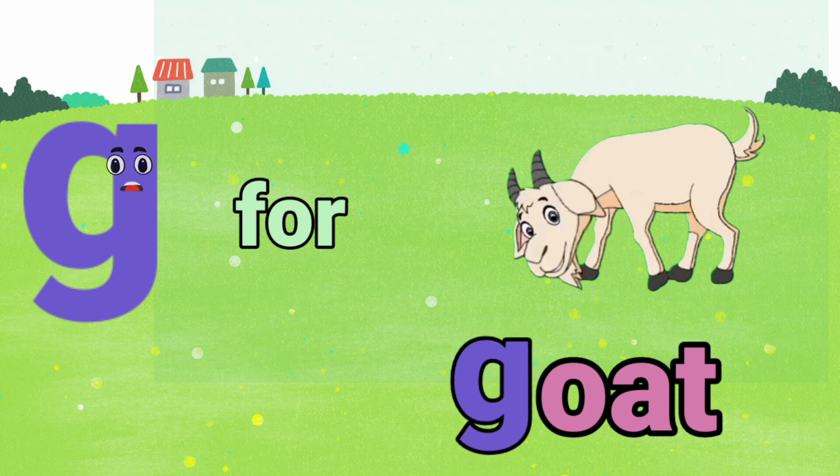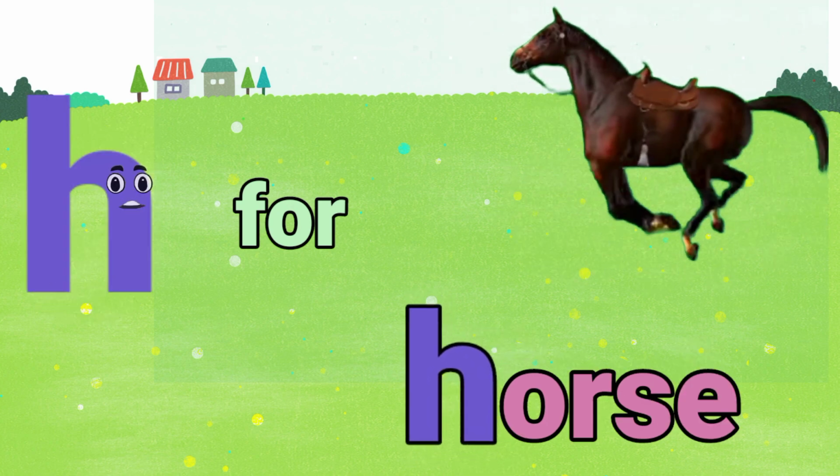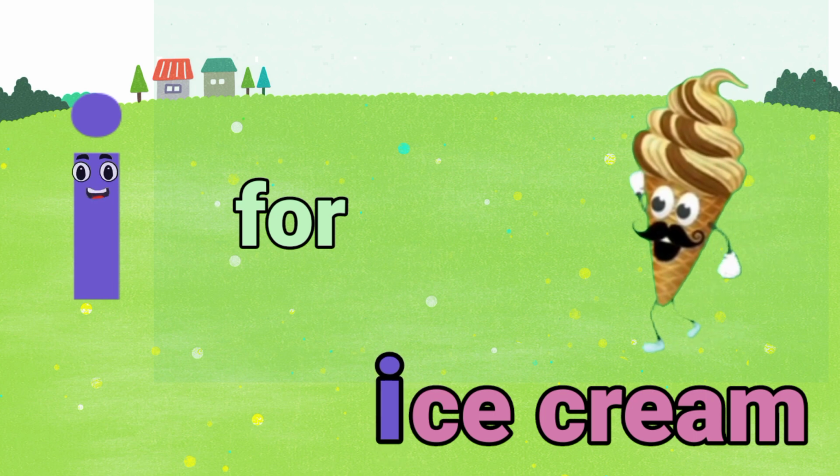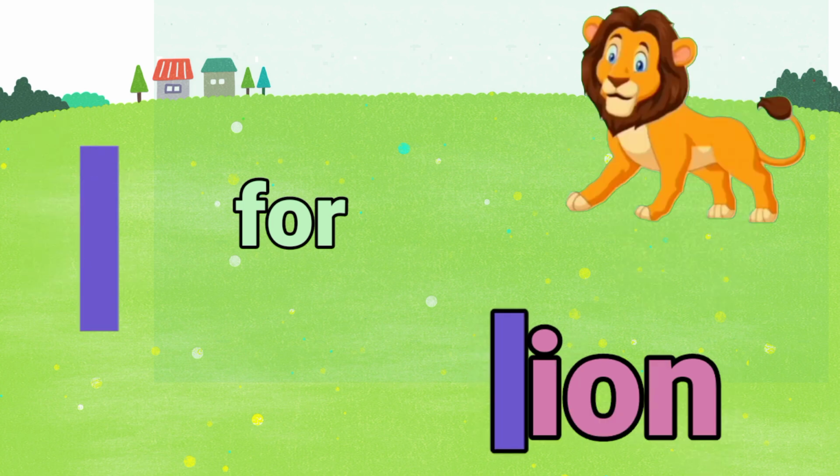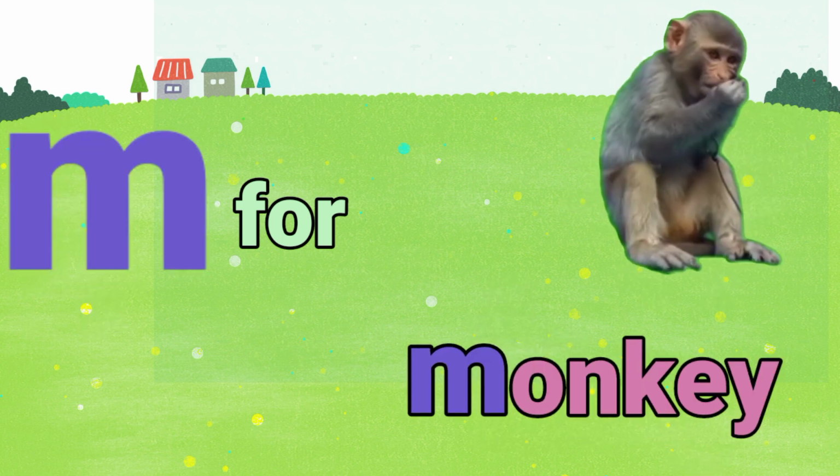G for goat. H for horse. I for ice cream. J for joker. K for king. L for lion.